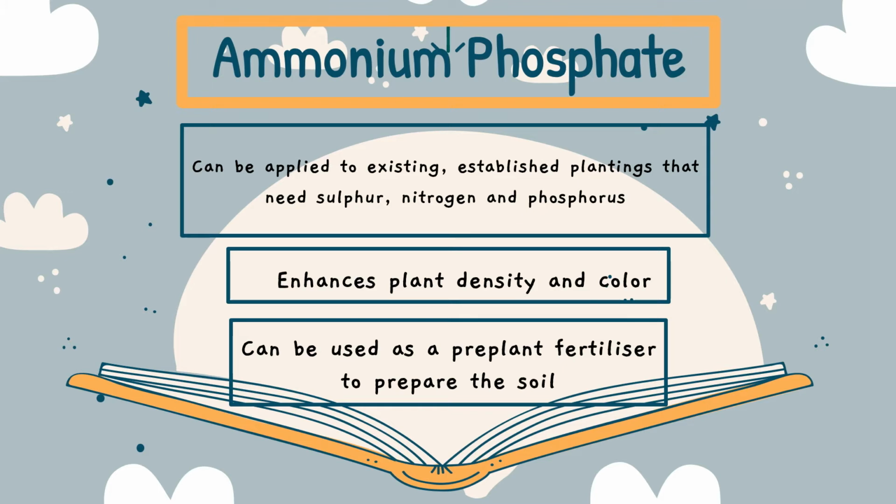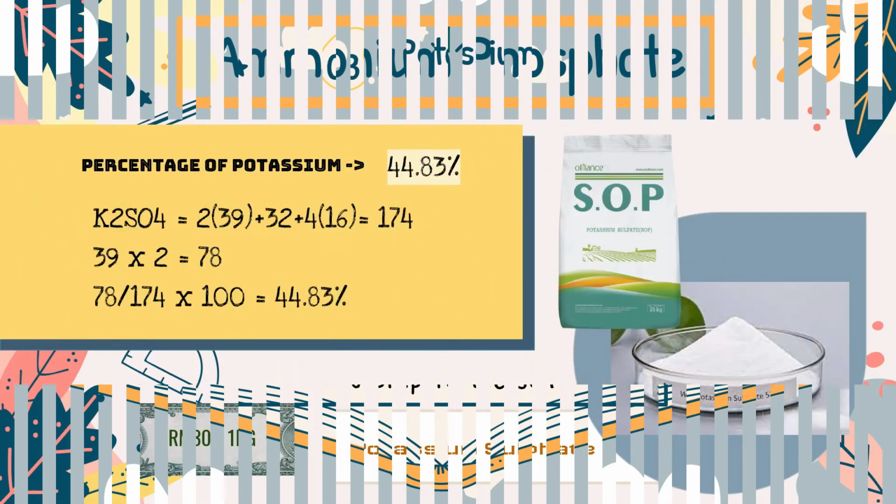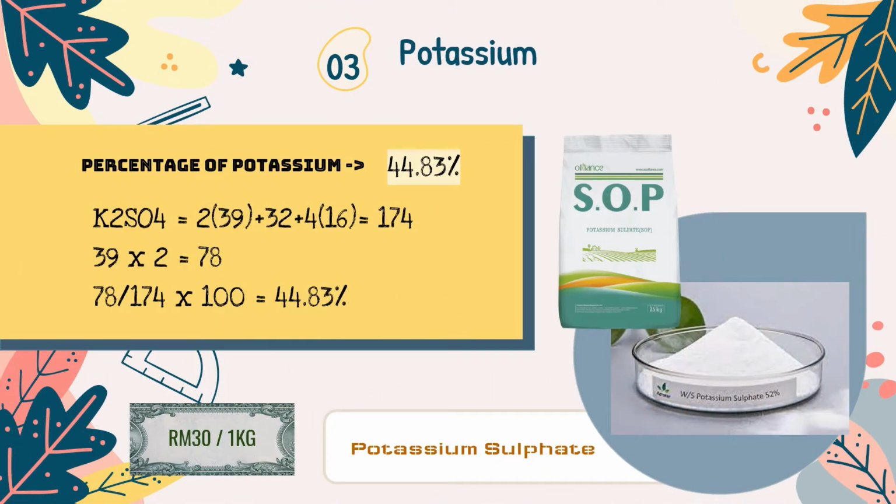Lastly, this is because it can be used as a pre-plant fertilizer to prepare the soil. The third element needed by plants is potassium. One of the potassium-based fertilizers that we picked is potassium sulfate. It has 44.83% potassium and it costs 30 ringgit per kilogram.